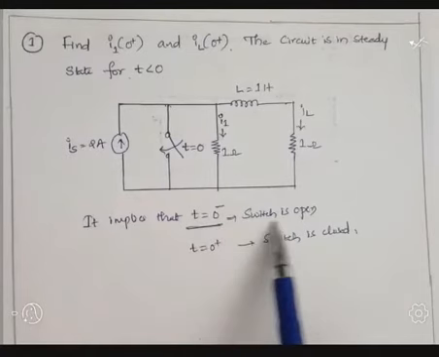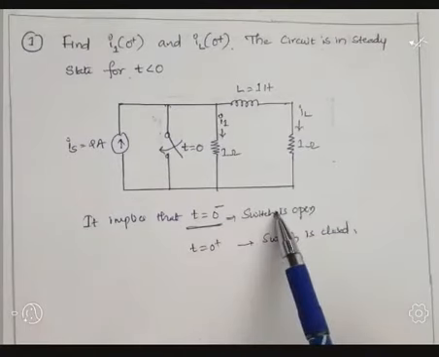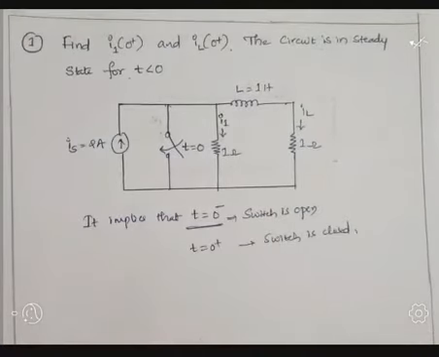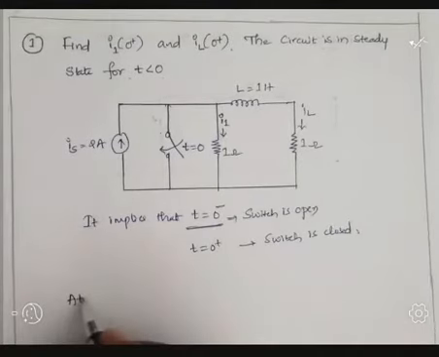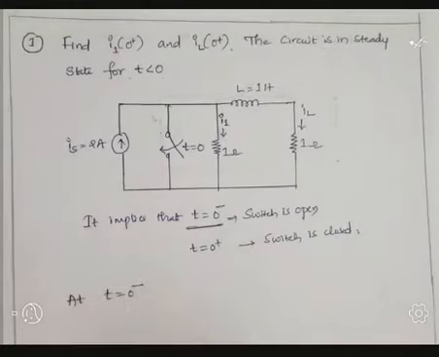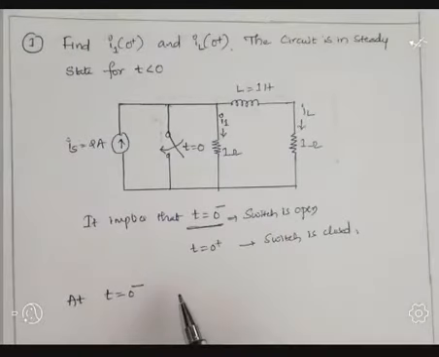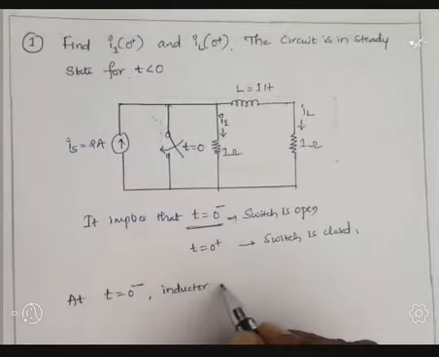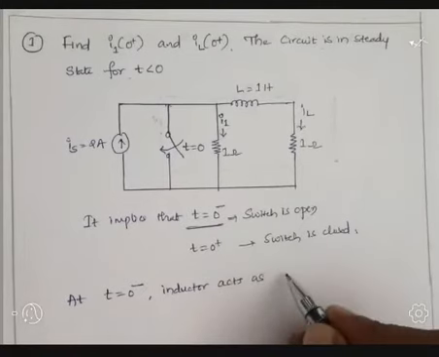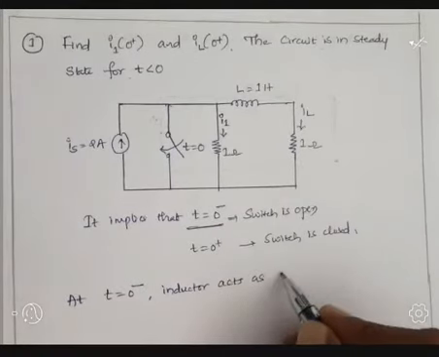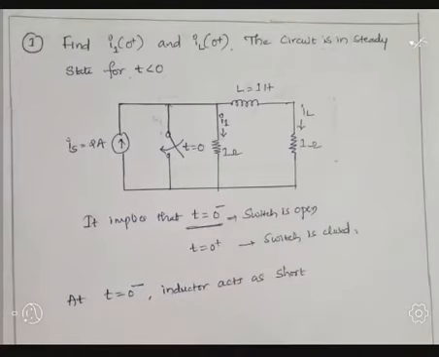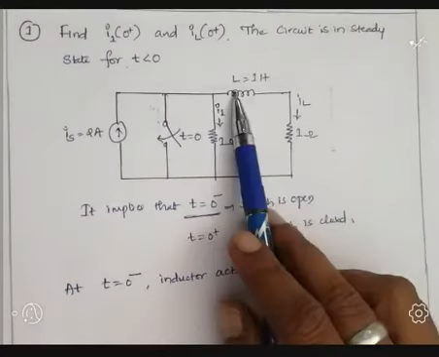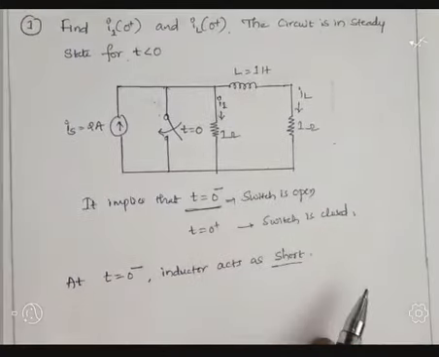That is, the given circuit is in what? The switch is open. This means that at t equal to 0 minus, it is the steady state, so the inductor L acts as a short circuit. So the inductor, this one, acts as a short circuit. So once again I'm going to resketch as per the given data.